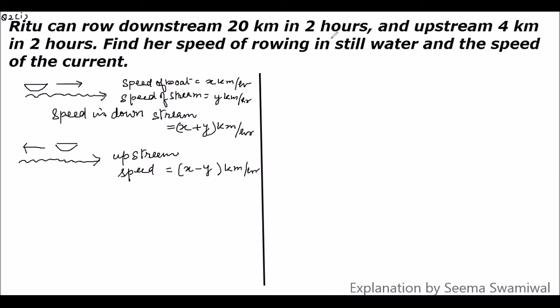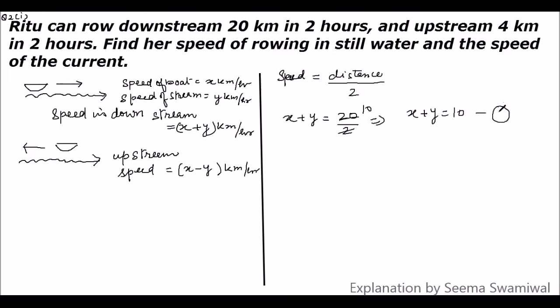You must have learned a relation between speed, distance, and time. So, you must be knowing that speed is equal to distance upon time. So, children, the speed in downstream is x plus y. The distance given to you is 20 kilometers and the time taken is 2 hours. So when you cancel, your equation will become x plus y is equal to 10. This will be the first equation.